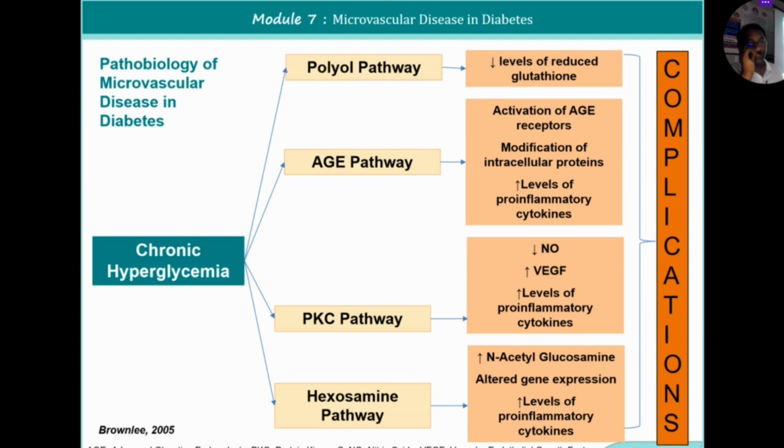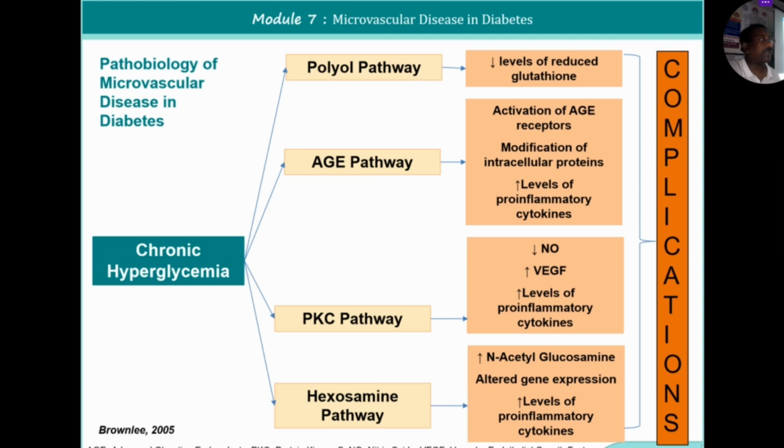With chronic hyperglycemia, so uncontrolled chronic hyperglycemia, these are the different pathways to cause the microvascular complications or the vascular complications: the polyol pathway, AGE pathway, that is the advanced glycation end products pathway, PKC pathway, and hexosamine pathway. Polyol pathway, there are reduced levels of reduced glutathione. AGE, you have the activation of the advanced glycation end products receptors. There will be modification of the intracellular proteins and increased levels of pro-inflammatory cytokines.